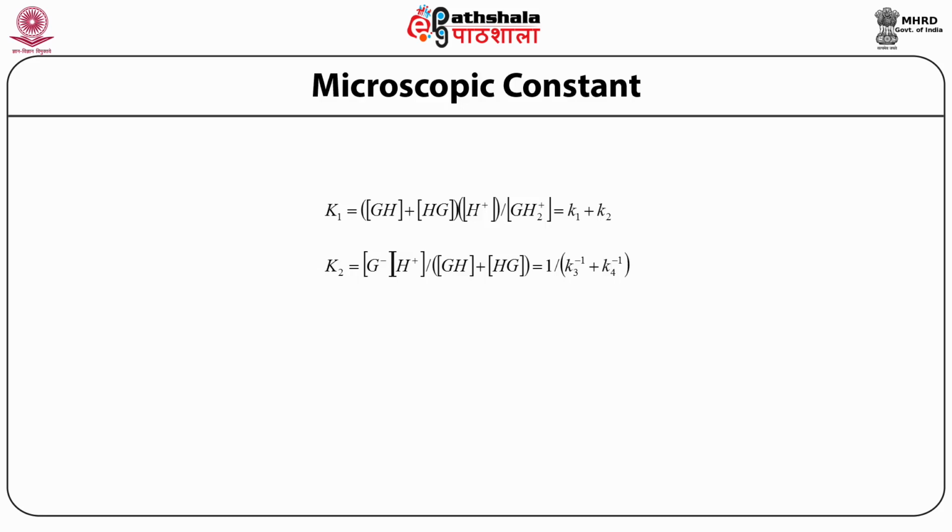Similarly, K2 can be expressed as 1 divided by K3 inverse plus K4 inverse. So this is a simple relationship between your macroscopic and microscopic constants. There is also a relationship between the microscopic constants. If we solve it, we can simply get K1 times K3 is equal to K2 times K4.